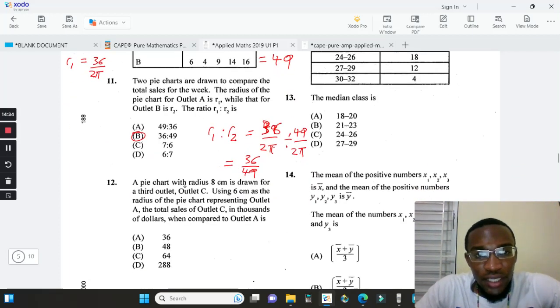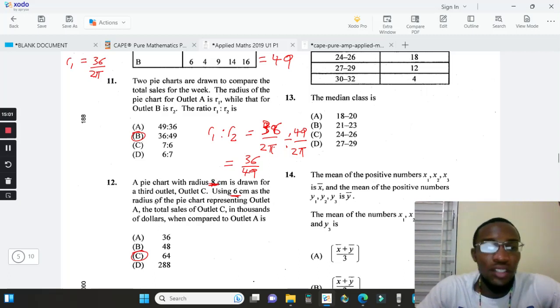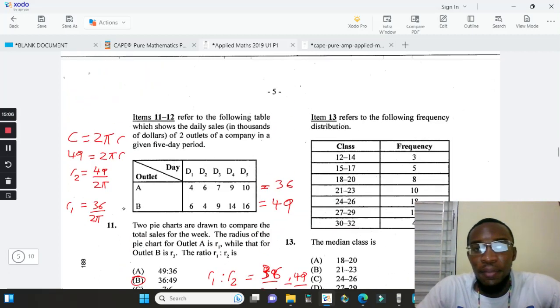Now it says a pie chart with radius 8 cm is drawn for a third outlet. Using 6 cm as the radius of the pie chart for outlet A, the total sales of C in thousands of dollars when compared to outlet A is 64. That's it. Because if the radius is 8, look what we're saying. The radius of A is 6, and we get circumference 36. So if the radius is 8, notice you just square it. This was also a repeat. We did this one already as well.